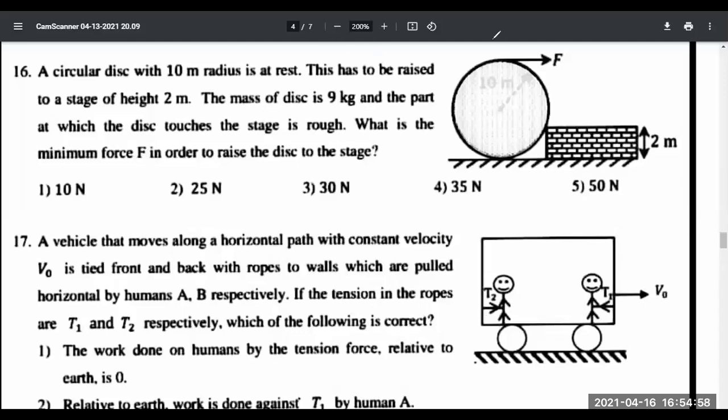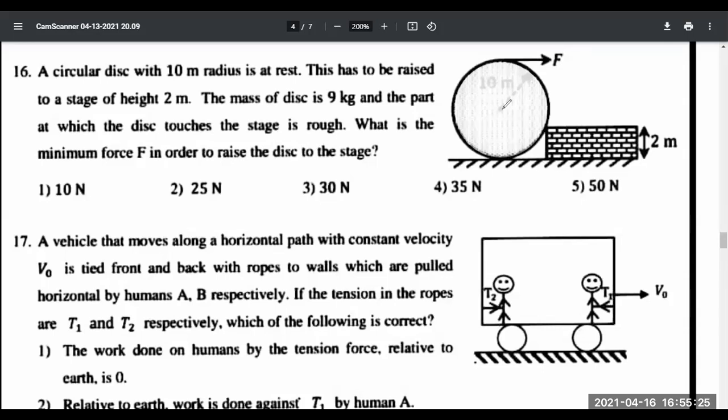Question number 16. A circular disc of 10-meter radius is at rest. So it has a radius of 10 meters. This has to be raised to a stage of height 2 meters. The mass of the disc is 9 kilogram, and the part at which the disc touches the stage is rough. What is the minimum force F in order to raise the disc to the stage?